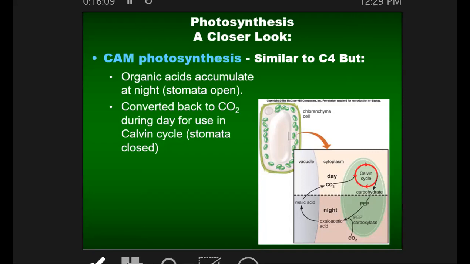Yes, malic acid. Anytime you see ATE on the end of a word in science, that means it's an acid. So oxaloacetic acid, you can say oxaloacetate, and that's the same thing. Malate, same thing. Just depends on who's talking, how they prefer to say it.